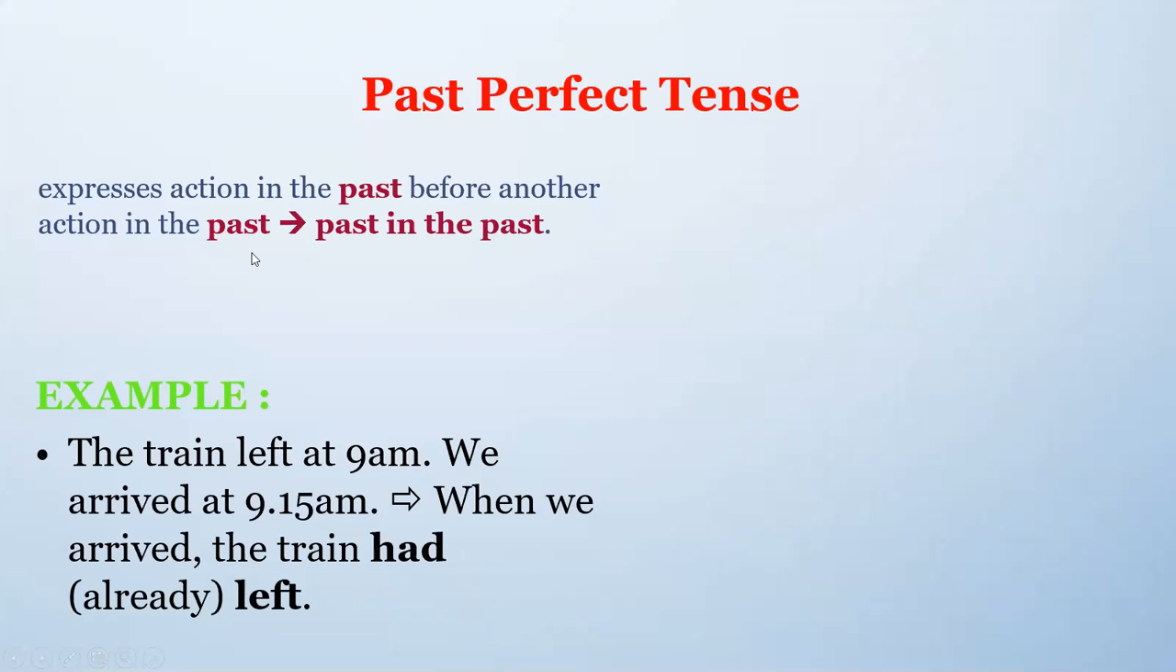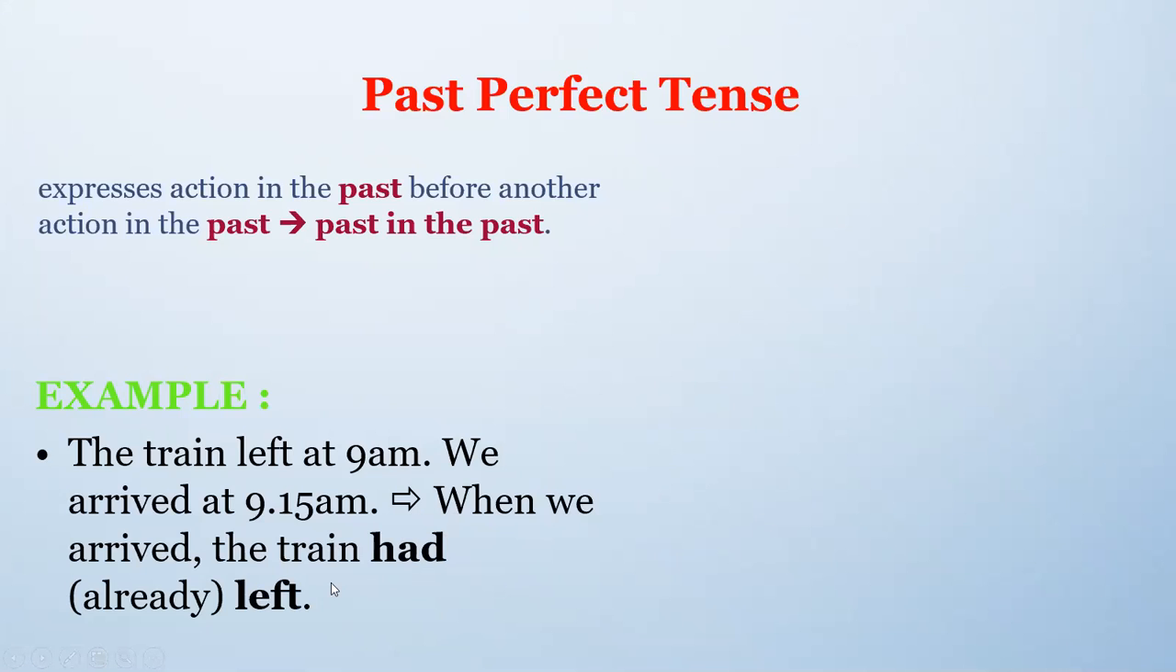So the action in the past before another action in the past is the past perfect tense. Which one is the past perfect tense here? The train had left, and then you arrived. Not you arrive and then the train left, because if you arrive and then the train left, it means you did not miss your train. I hope you understand. When we arrived, the train had left. So the train had left is the first action, and the second action is you arrive.